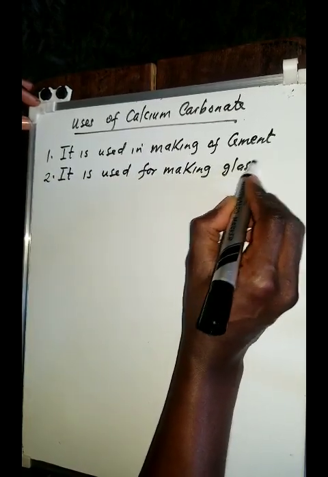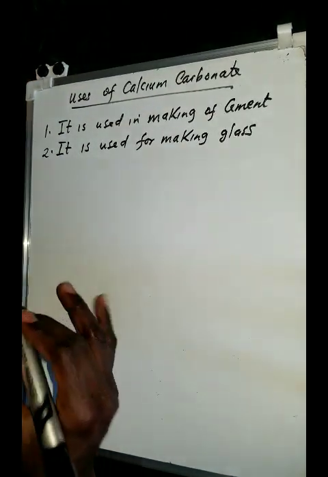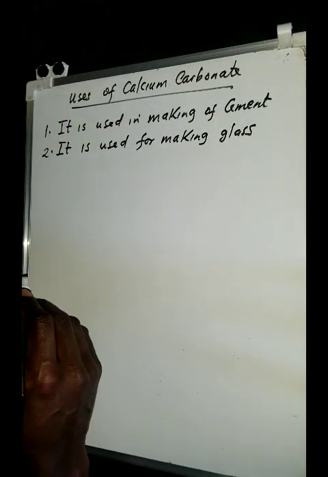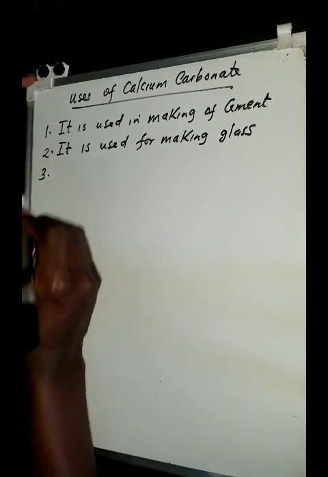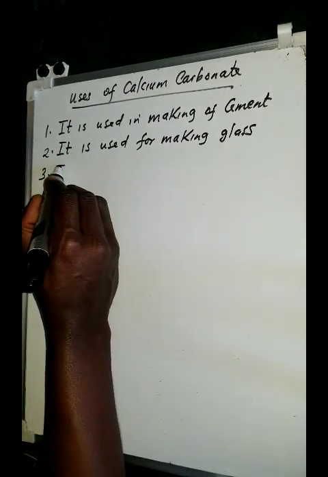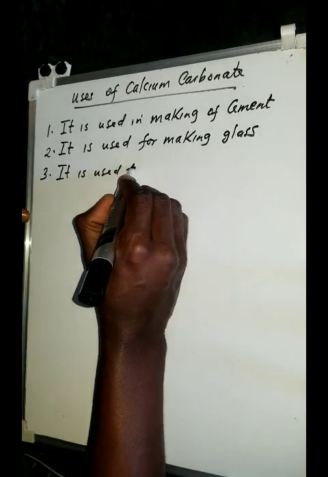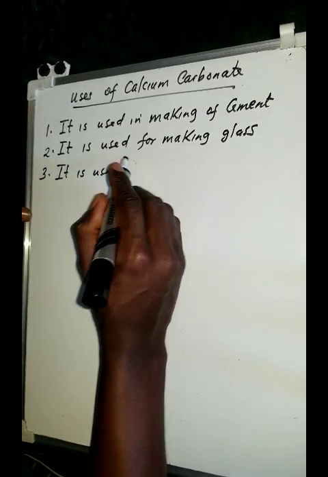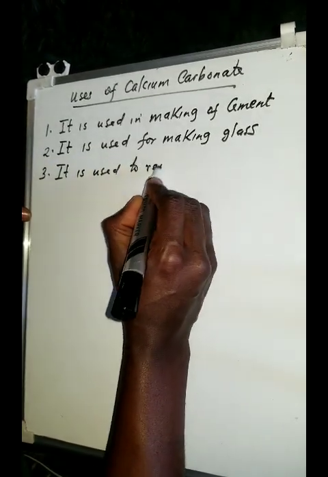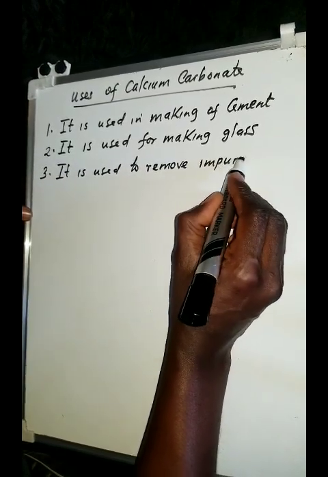Most of the glass cups and glass windows that you are able to see, part of the component that they use is calcium carbonate. It forms a component for making up glass. Another one, it is used to remove impurities.